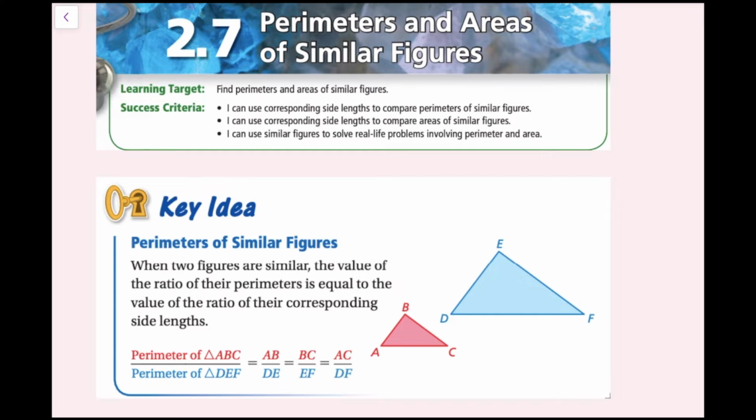Perimeters of similar figures. When two figures are similar, the value of the ratio of their perimeters is equal to the value of the ratio of their corresponding side lengths. Okay? So we talked about the ratio of corresponding side lengths of similar figures in section 2.6. And this is just saying that the ratio of the perimeters of our similar figures is going to be the exact same ratio as the ratio of each corresponding side length. So in this case, side AB to side DE is the same as BC to EF, same as AC to DF.